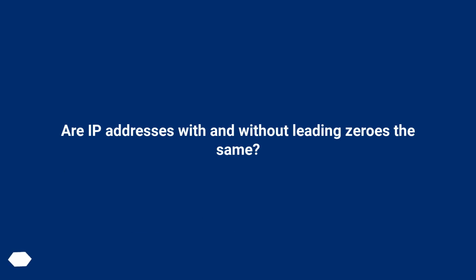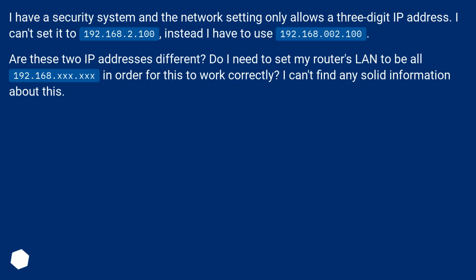Are IP addresses with and without leading zeros the same? I have a security system, and the network setting only allows a 3-digit IP address. I can't set it to 192.168.2.100. Instead I have to use 192.168.002.100. Are these two IP addresses different?